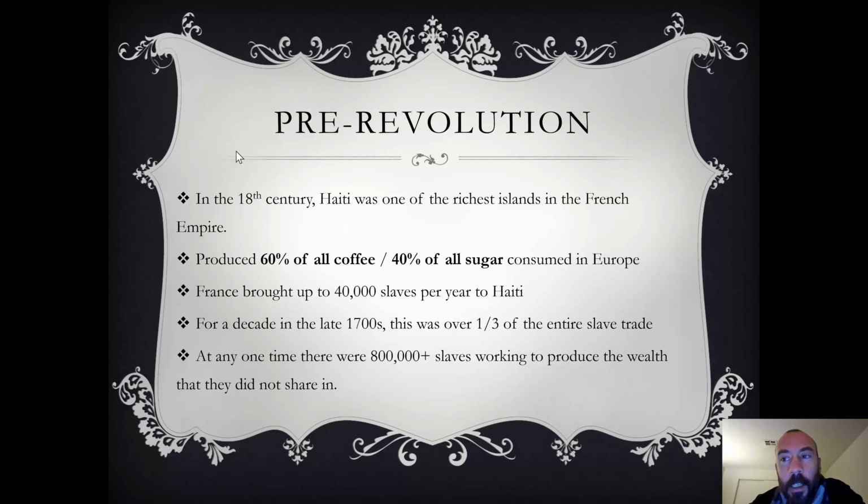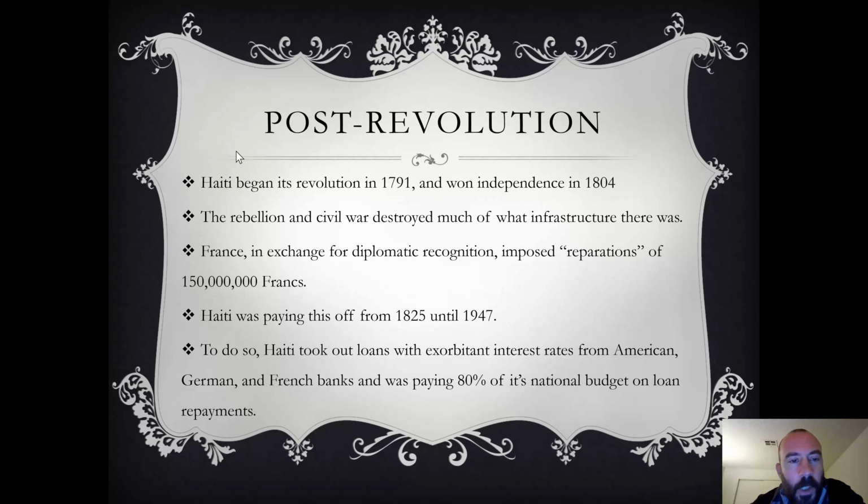And obviously, enslaved peoples were not given the benefit of education. Infrastructure was, again, mainly for administration and for trade. Haiti began its revolution in 1791, led by Toussaint Louverture, and they won their independence from France in 1804. So this was the first really successful slave rebellion, and that obviously sent shockwaves through the colonial powers.